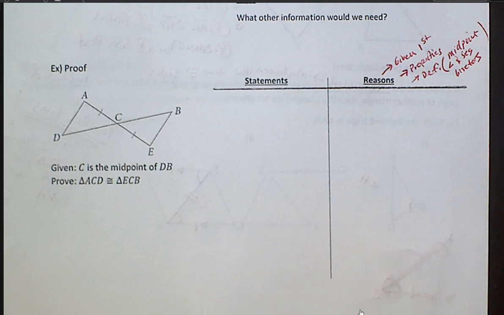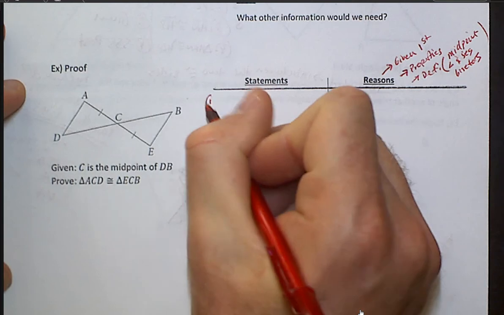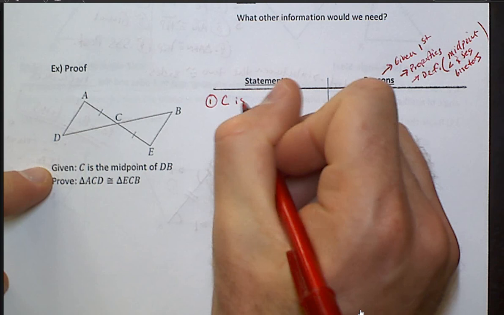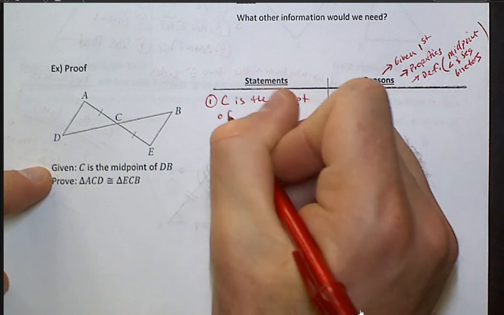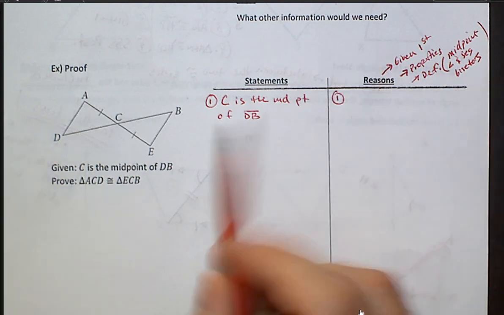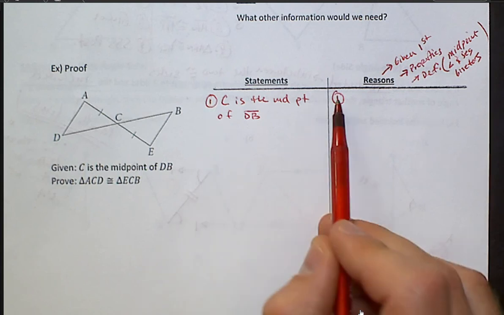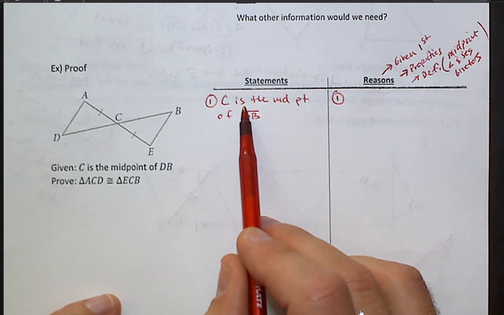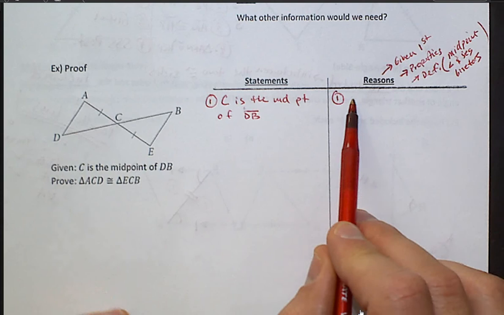Let's talk about strategy. Number 1, for statements, always write down your given information first. C is the midpoint of DB. Now notice, you always have to number your statements. Statement number 1 has to have a reason to go with it. Why can you write this down in your proof? That's what you always have to ask yourself. You have to have justification. The reason? Because it's given to us.